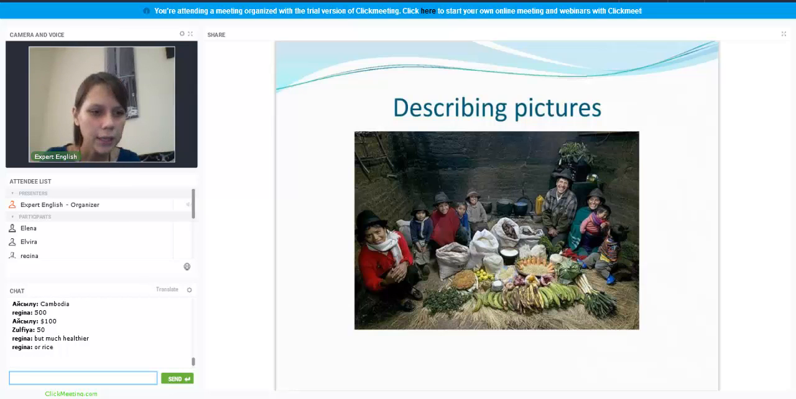But this way, we can show our students how different our lives are, and we can help them understand how important it is to respect what we have. On the other hand, they see that it's worth traveling and seeing real life in different places. So this is the way to describe a picture.